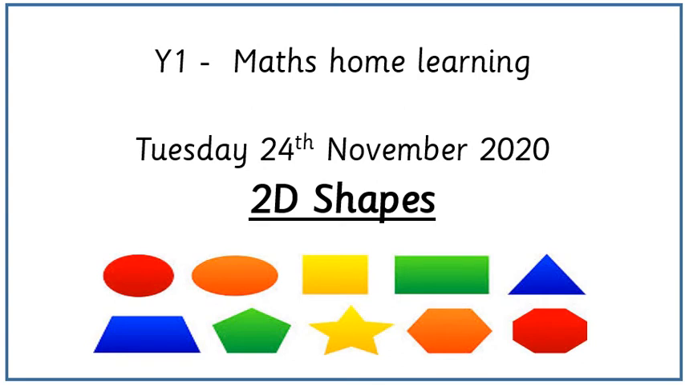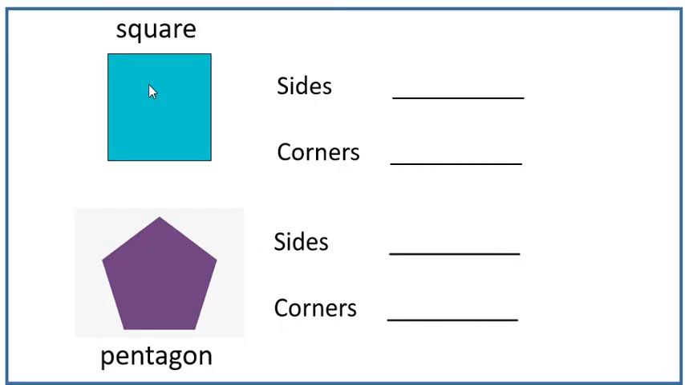And this week we will carry on looking at 2D shapes. Today we're going to look at properties of shapes. And the properties we're going to be looking at are the sides a shape has and the corners. Let's start by looking at this shape here. Do you remember the name of the shape?